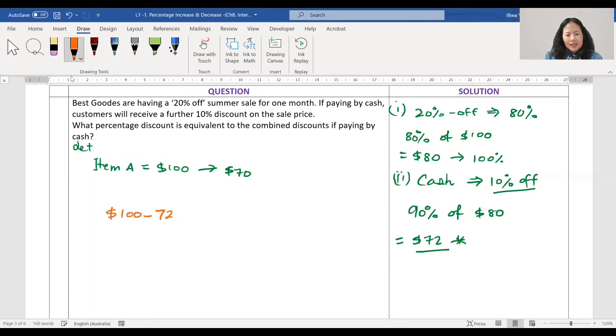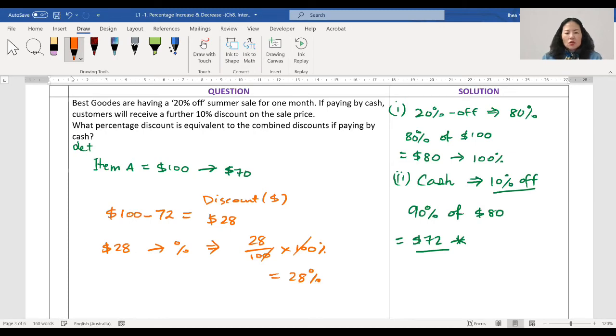I'm paying $72 from 100, so my discount is $28. Therefore, $28 in percentage is 28 over 100 times 100%. I mean, you don't really need to because it's just 28%, but I just want to show you that. So you're actually getting a 28% discount.